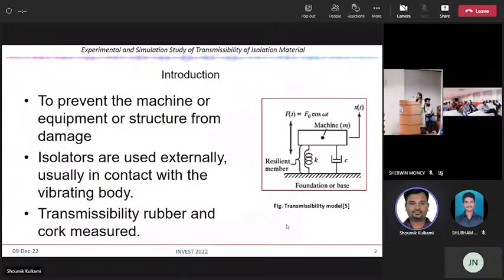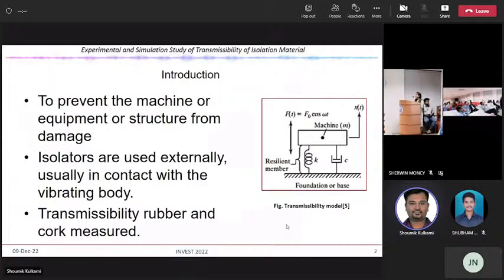Vibration is a phenomenon of the to and fro motion of an element about its mean position. In some cases, vibration is desirable or undesirable. It depends on the application. If it is undesirable, we need to isolate the machine component or devices from this source of vibration. So for that purpose, isolation materials are used.